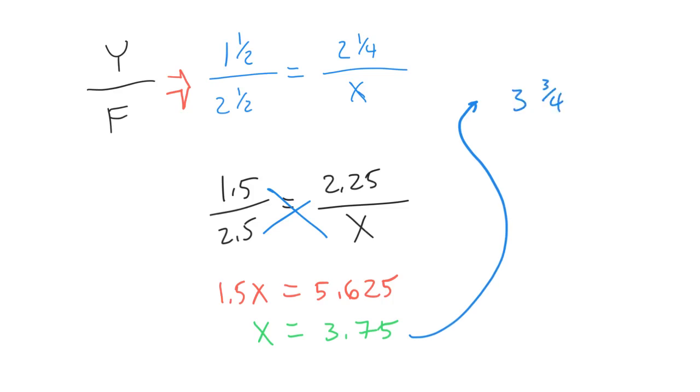3 3/4. Now, if you're not clear about why that is, just remember that this is really 3 and 75 over 100, correct? So hopefully that's clear. 0.75 is really 75 over 100, and that itself would reduce to 3/4, if you were to reduce that. So that is the answer. It's x equals 3 3/4.